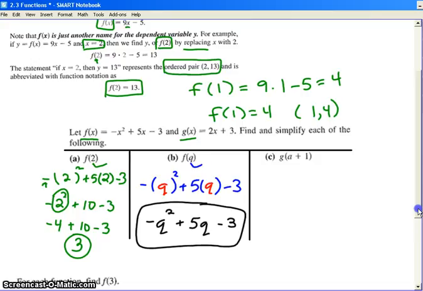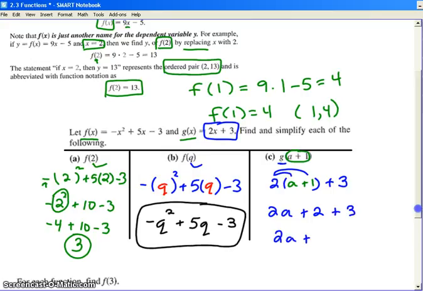On this last example, notice this is the function g. So we're going to use 2x plus 3, so 2 parentheses for x, plus 3. To evaluate it, we're going to plug in a plus 1 where x is. So that's going to give us 2a plus 2 plus 3. And that simplifies to 2a plus 5, and that would be the answer.